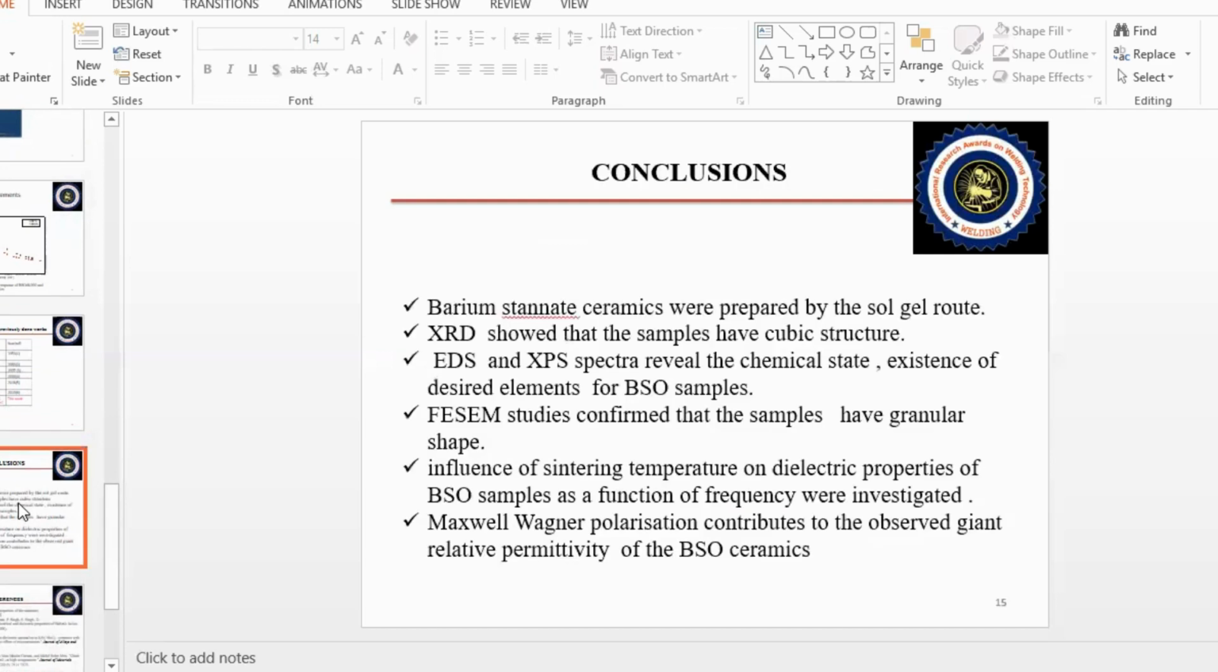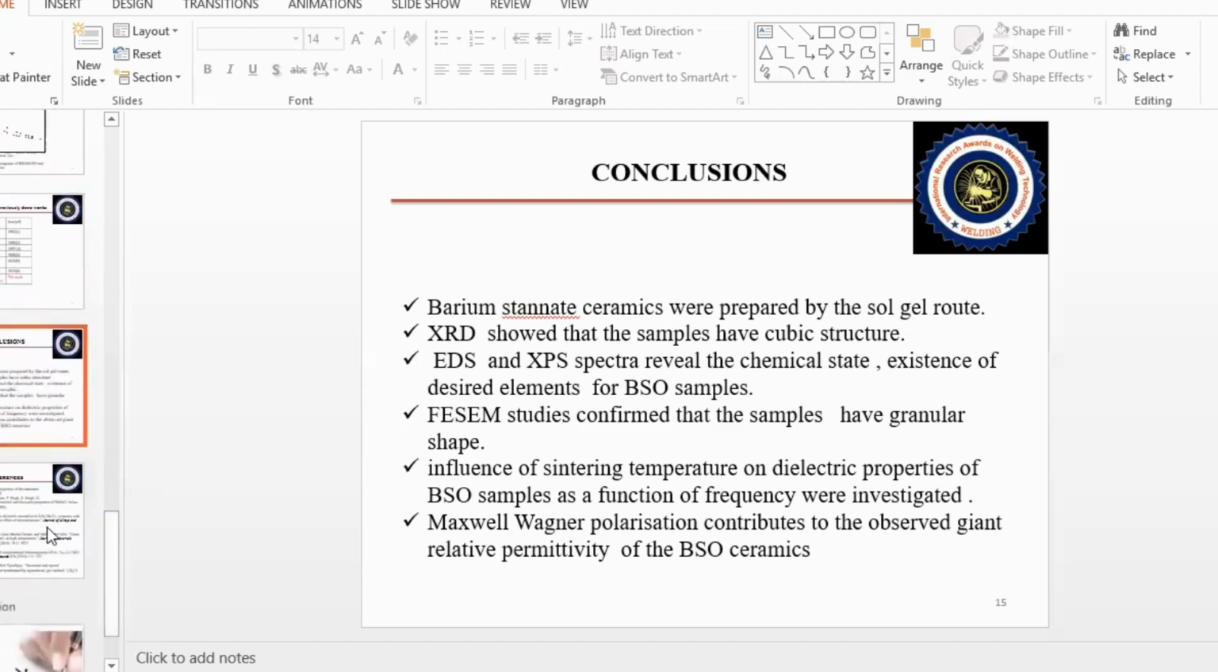So finally, to summarize, barium stannate ceramics were prepared by the sol-gel route. XRD showed that the samples have cubic structure. EDS and XPS spectra reveal the chemical state existence of desired elements for BaSnO3 samples. FESEM studies confirm that the samples have granular shape. Influence of sintering temperature on dielectric properties of BaSnO3 samples as a function of frequency was investigated. Maxwell-Wagner polarization contributes to the giant relative permittivity of the BaSnO3 ceramics.